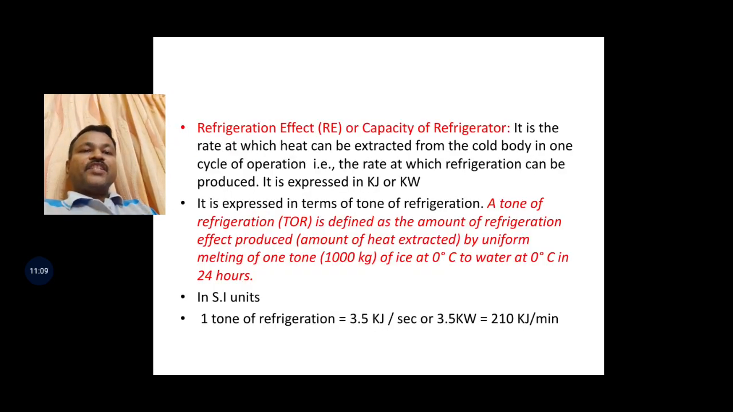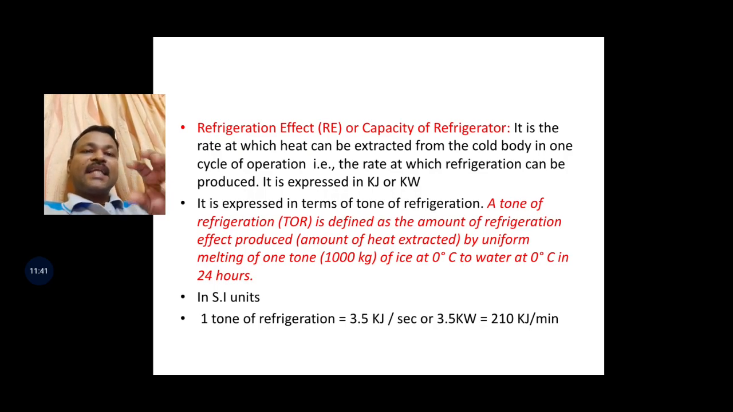Next, refrigeration effect is also called the capacity of a refrigerator. It is the rate at which heat can be extracted from the cold body, or the amount of refrigeration effect produced. Both are the same. Rate means what? At what velocity, at what speed the heat can be extracted from the cold body in one cycle of operation.